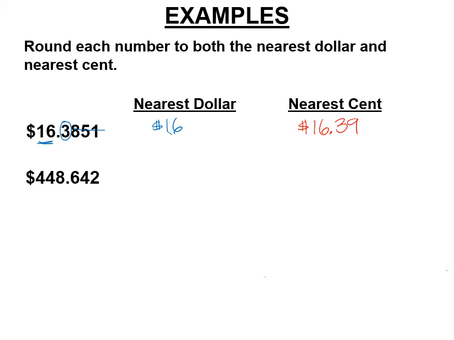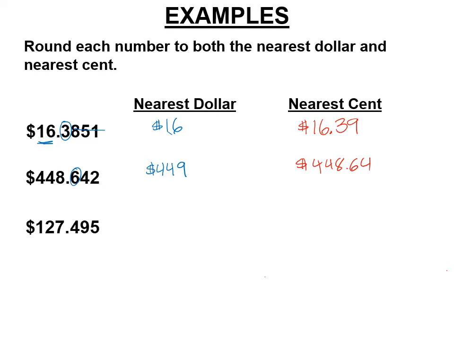All right, $448, and that's a 2. So we're just going to stay where we are, $448.64. Now for the dollars, this time, right, it's a 6, so we're going to go up. And that's because $448.64 is closer to $449 than it is to $448. 64 cents is more than halfway. But you really just look at the 6 is the rule.